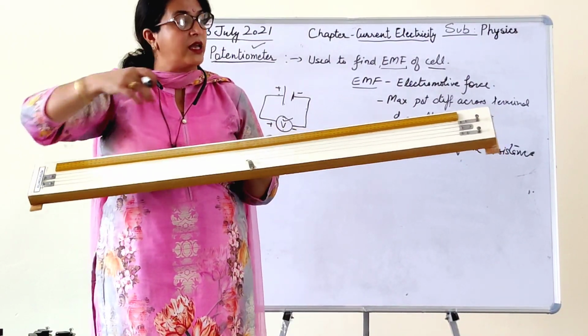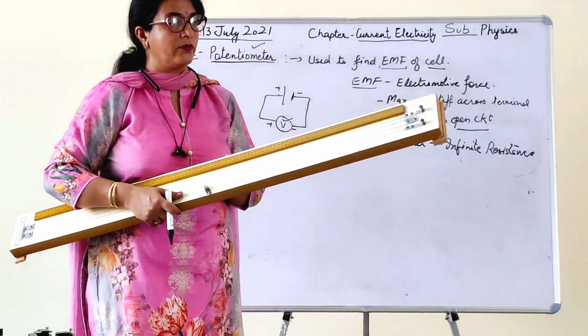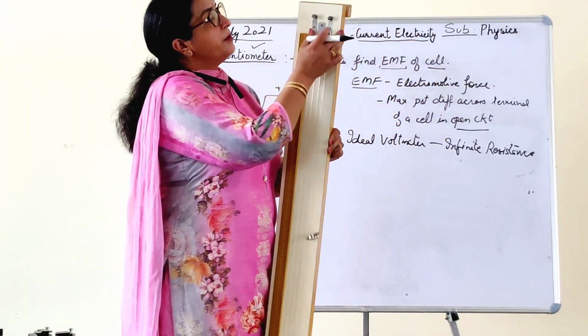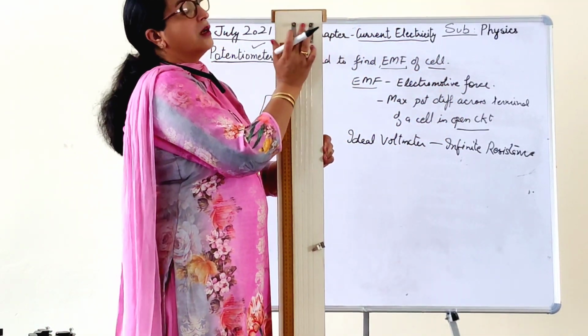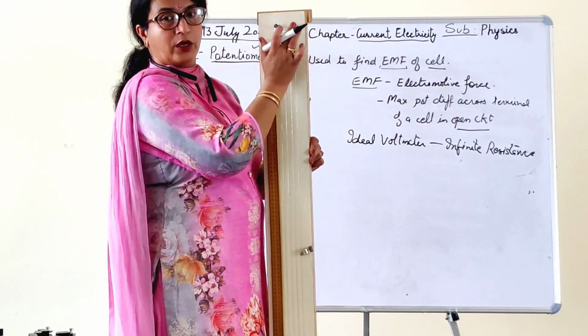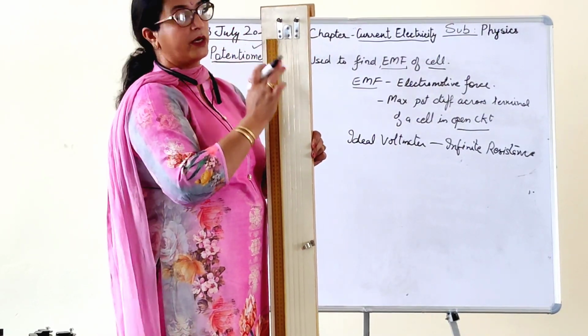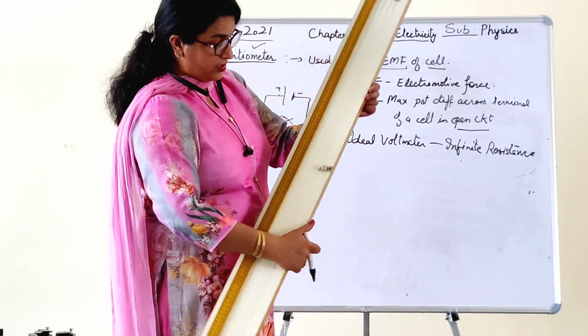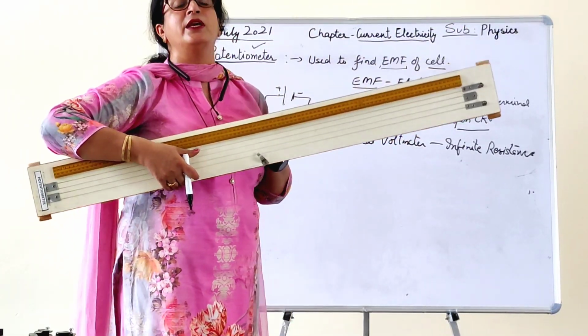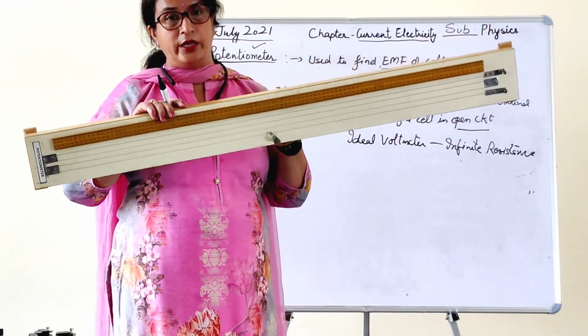0 started from this side and 100 on this side. And there are two terminals across which we have to connect different apparatus. We will do that. So this potentiometer is simply a resistance wire.